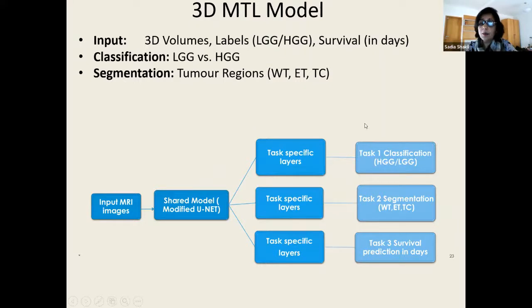And in this case, what we were doing was, again, classification, segmentation, and survival prediction. But in this case, for the classification, we were not classifying the tumor and non-tumor slices, but we were classifying on the basis of volume, whether they were high-grade tumor volumes or low-grade. And by volume, I mean the whole MRI 3D image. And segmentation was again the same, but in the volume, and survival prediction was how many days a person would be able to survive, how many days we predict the person would survive based upon our model.